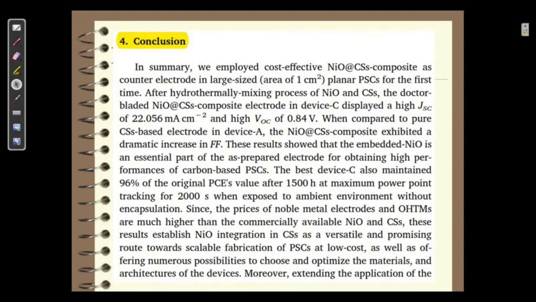Let's say over here in the same paper we have written that in summary, we employed a cost-effective nickel oxide carbon sphere composite as counter electrode in large size planar perovskite solar cells for the first time after hydrothermally mixing, and so on. In the last part, extending the application, it shows the future application of these materials or these devices. In this way we can get the information from the conclusion.